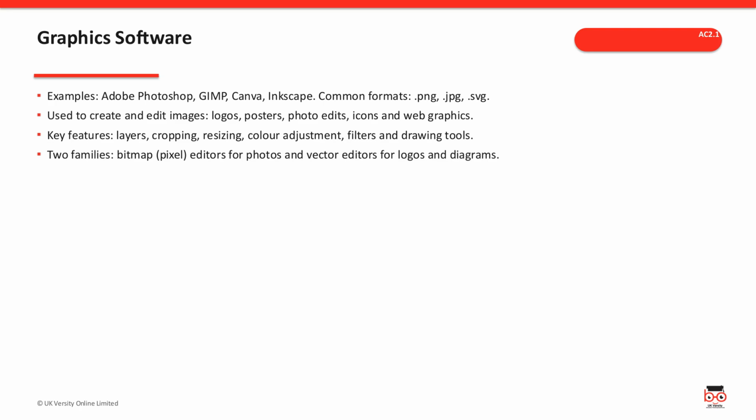Graphics software is a broad family, from Adobe Photoshop and the free GIMP to Canva and Inkscape, working in formats like .png, .jpg, and .svg. You'd reach for it to create and edit images, logos, posters, photo touch-ups, icons, and web graphics using layers, cropping, color adjustment, filters, and drawing tools. There's an important split within it too: bitmap editors for photographs and vector editors for logos and diagrams, and that difference is well worth understanding.